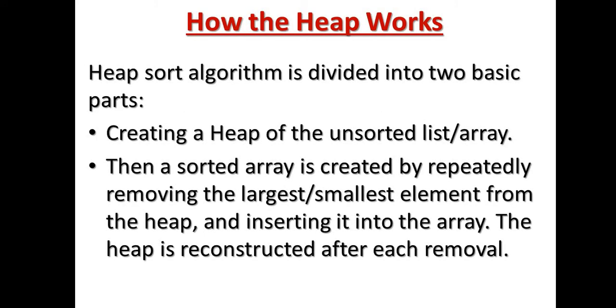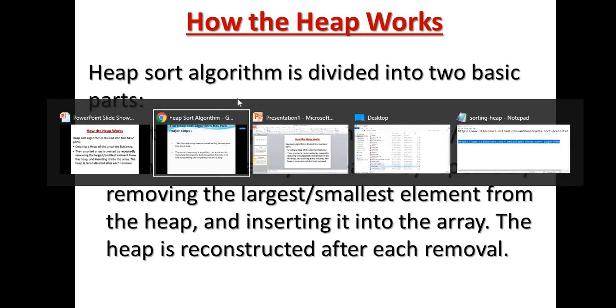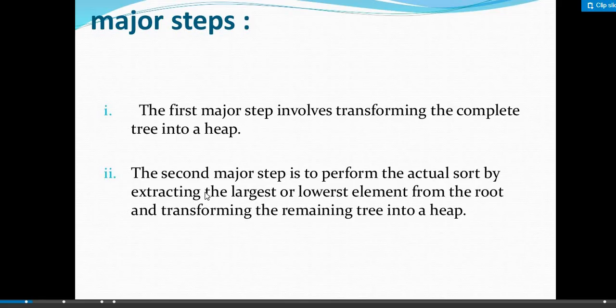How does the heap work? The heap sort algorithm is divided into two basic parts. First, creating a heap of the unsorted list, or you can say the array, and then the sorted array is created by repeatedly removing the largest or smallest element from the heap and inserting it into the array. The heap is reconstructed after each removal. We can store it in the array, but we are using this algorithm based on the tree also.